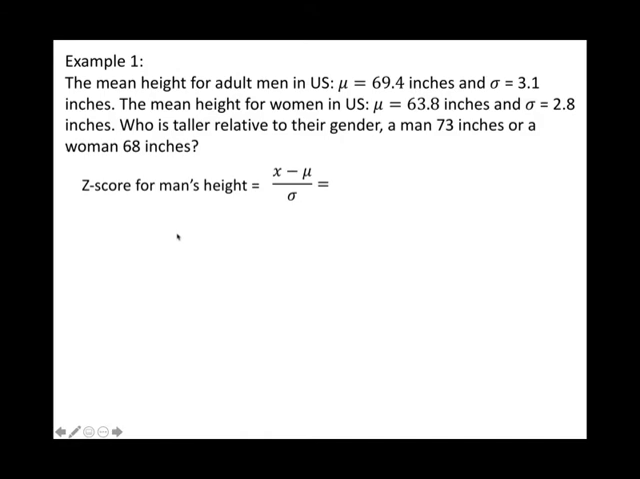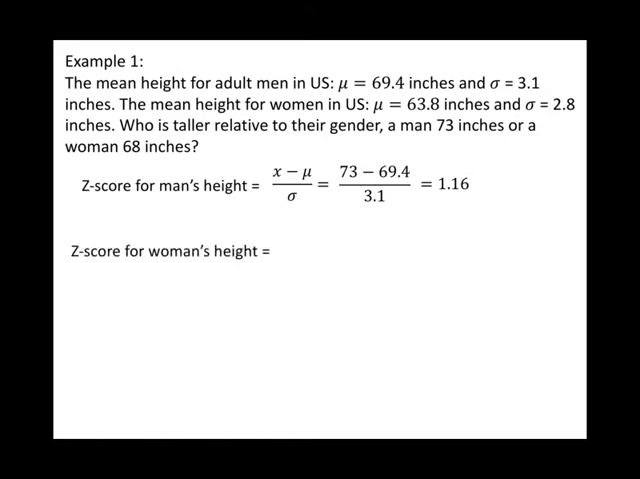First, find the man's height. The man is 73 inches, right? So 73 minus the population mean divided by the population standard deviation. Plug into the formula and then use your calculator. You should get 1.16. Okay, this is the z-score, 1.16.